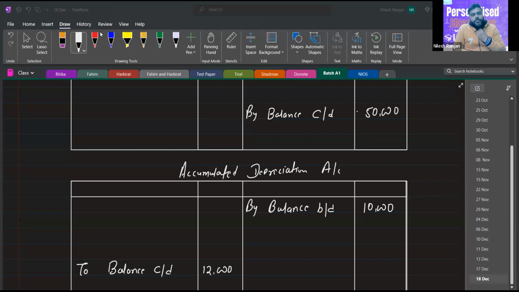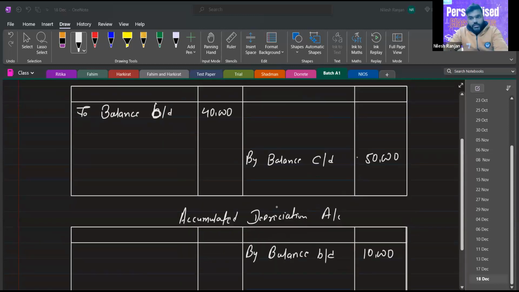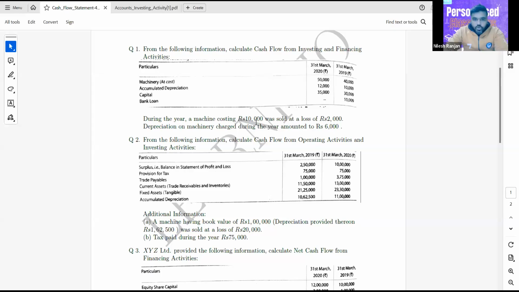So will the machinery account be written on the debit side of the accumulated depreciation account? Okay, actually the depreciation charged, we will calculate it. It is not given in the question, depreciation for the year. It is given in relation to the sold machine. The machine costing rupees 10,000 was sold at a loss of 2,000.